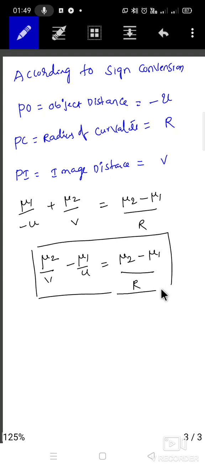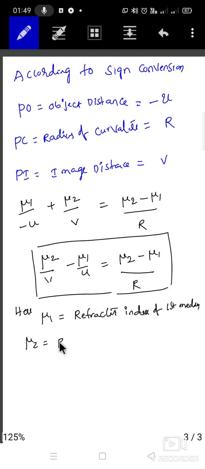This is the equation we call the image formation equation. Here mu1 is the refractive index of the first medium, and mu2 is the refractive index of the second medium or curved surface.